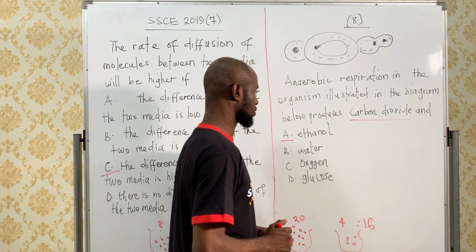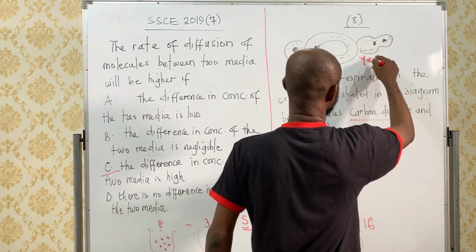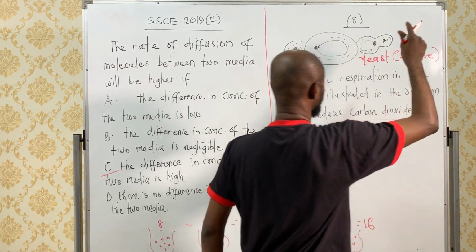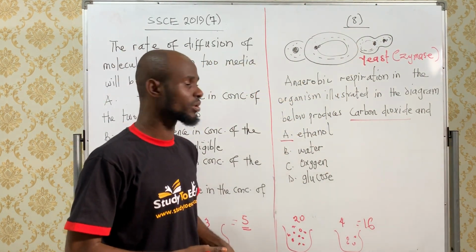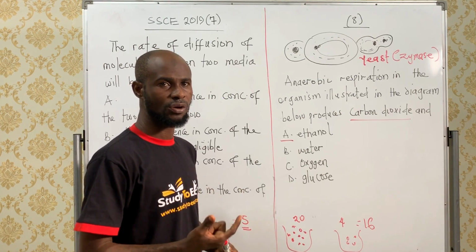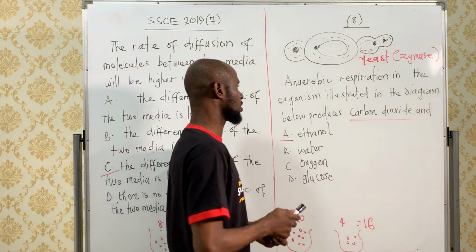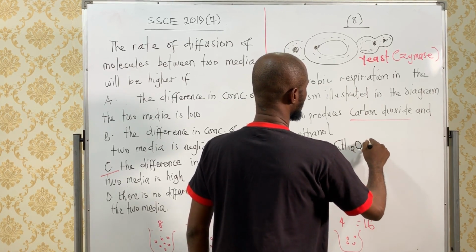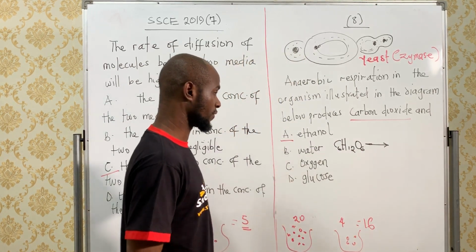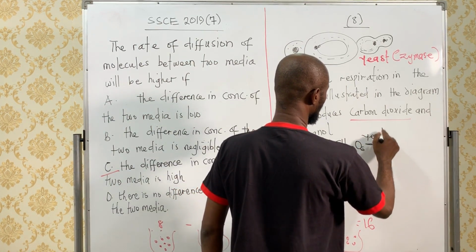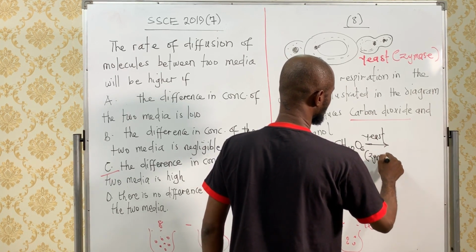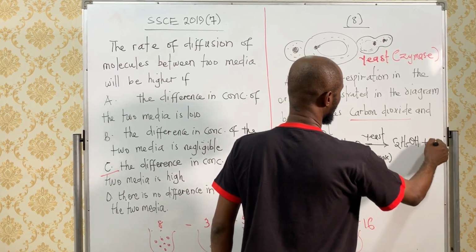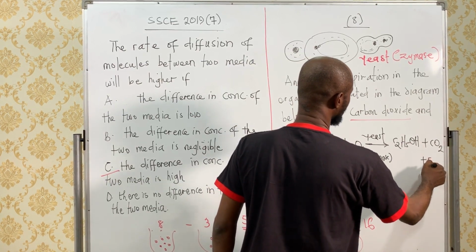Let me quickly run through the equation. You know that this is yeast, and the yeast has the enzyme zymase that assists in the fermentation process. Fermentation is the process where glucose is broken down in the absence of oxygen to produce carbon dioxide, ethanol, and a little amount of energy. So let me give you the equation here. We have glucose, C6H12O6. There is no oxygen involved. However, there is yeast that has the enzyme zymase, and it's going to produce C2H5OH as the ethanol, and carbon dioxide is produced while a little amount of energy is also produced.